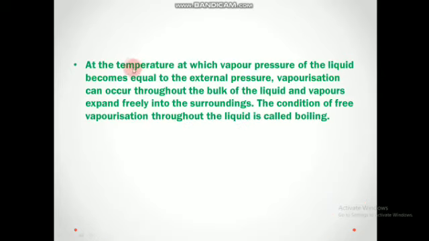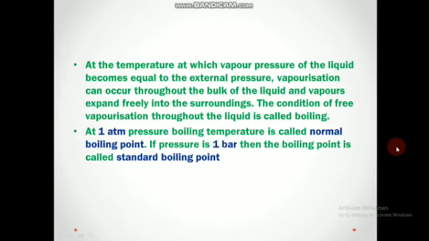So at a temperature at which the vapor pressure of the liquid becomes equal to the external or atmospheric pressure, vaporization can occur throughout the bulk of the liquid. And vapors expand freely into the surroundings, as we said, and this condition of free vaporization throughout the liquid, or throughout the bulk, is known as boiling. So that is what we explained now.